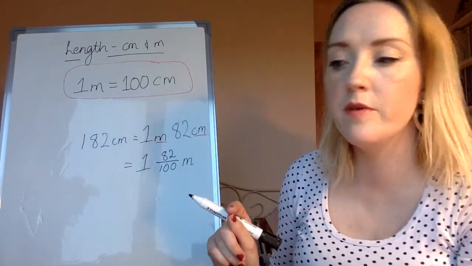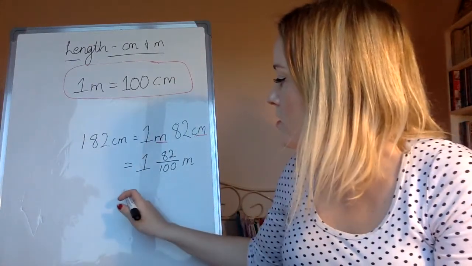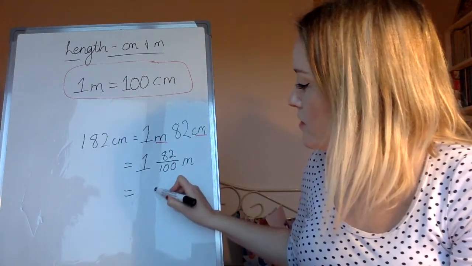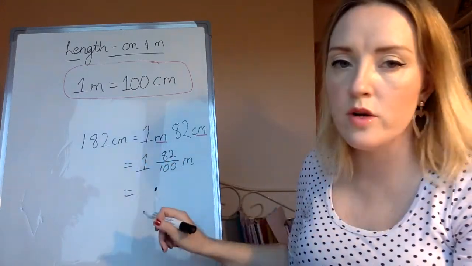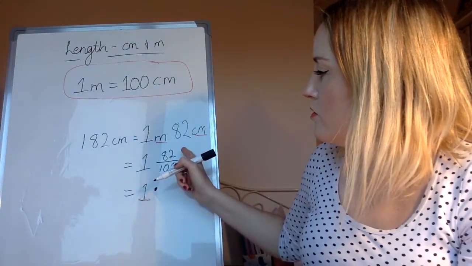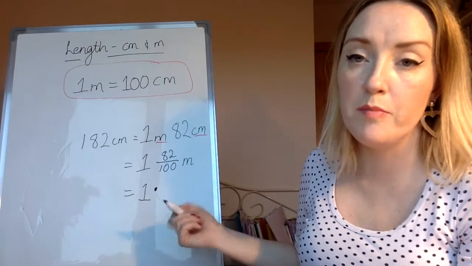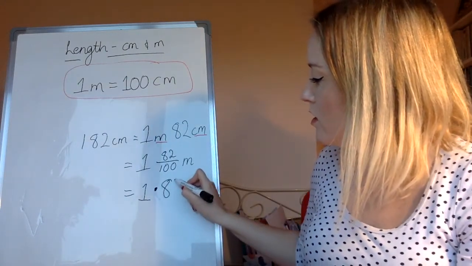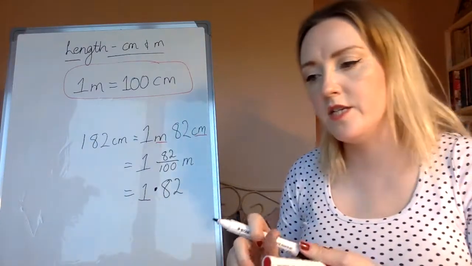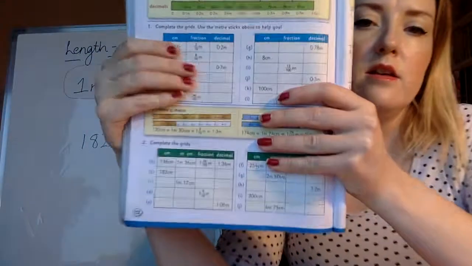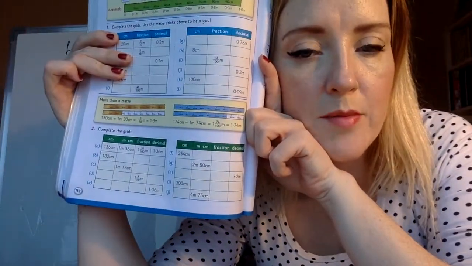Okay, next I need my decimal. So for a decimal point, make sure you have your decimal point. We have our 1 whole unit, 1, and then we have 82 over 100, so it's going to be 0.82. It's not a whole, it's 0.82 of the whole. Okay, so it's 1.82. So I want you to complete number 2 today. Okay, fill in the table.